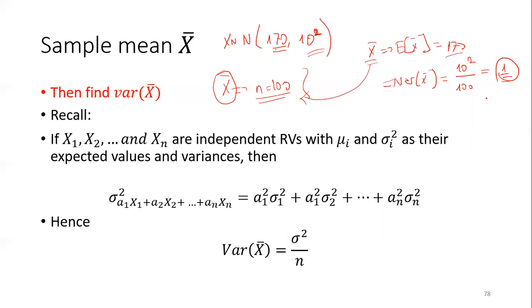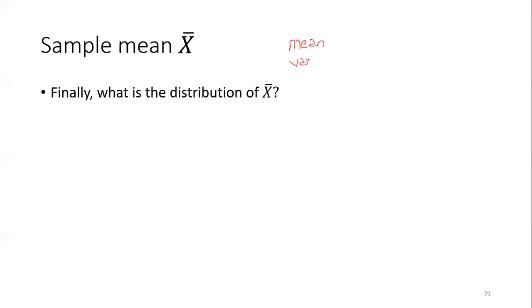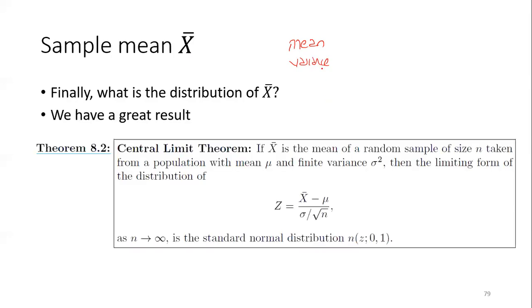So the variance of x bar becomes smaller and smaller if you take a larger n, which means if you take a larger sample, which in terms of our height example means you take a class of larger size, right? So we found the mean of x bar, which is mu. We found the variance of x bar, which is sigma squared divided by n. How about the distribution?